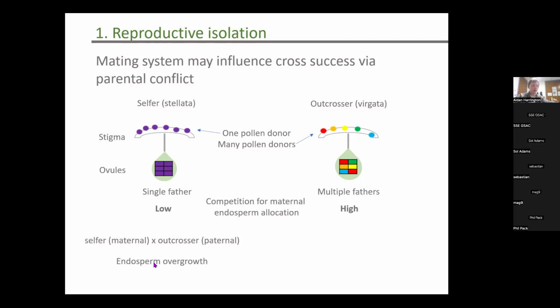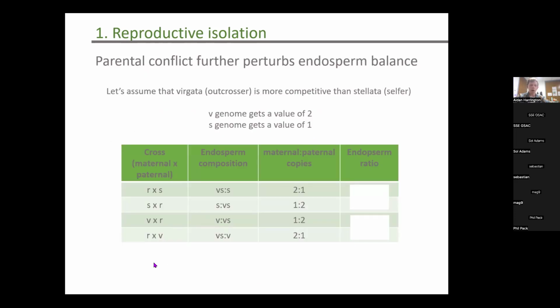If you make a selfer maternal cross to an outcrosser paternal cross, you end up with endosperm overgrowth because the father's pollen and gametes contain alleles that promote essentially highly competitive resource allocation to the endosperm. And in the reverse case, when you make maternal outcrossers cross with selfers, you get suppression of the endosperm. So this is all parental conflict. And this parental conflict can sort of map onto our endosperm balance idea.